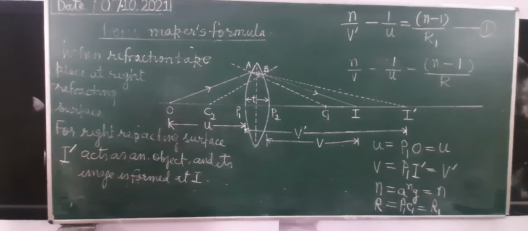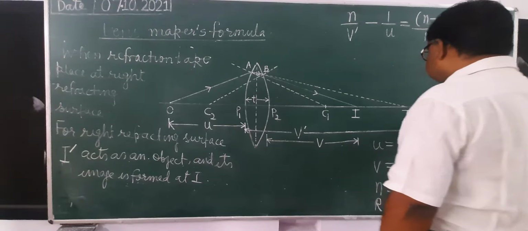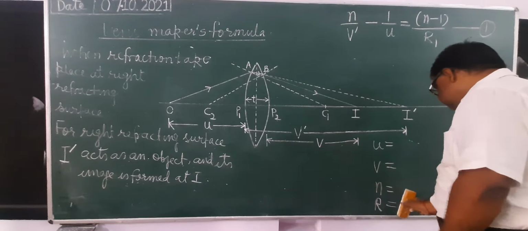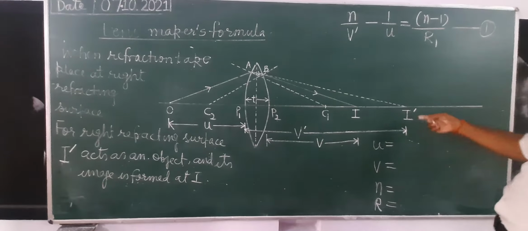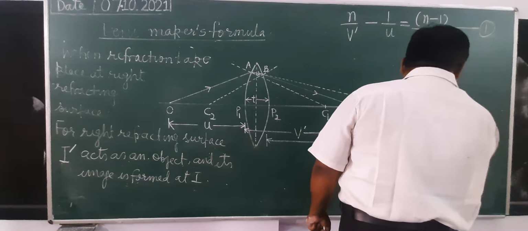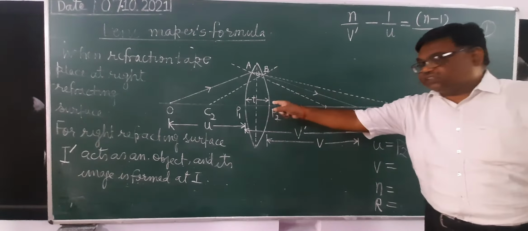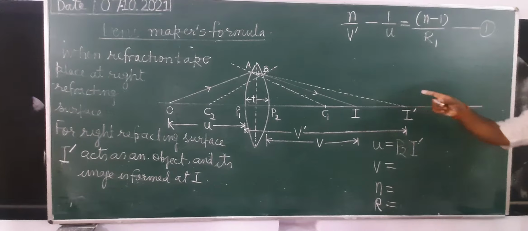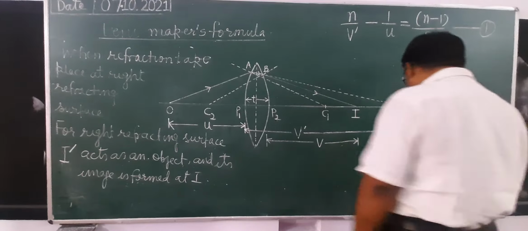Now see here, once again from the same, what will be UV? Now what will be U here? So U will be equal to P2 I dash, and P2 I dash will be equal to how much? It will be B dash minus T. You can see here, P2 I dash will be equal to this distance minus T. So B dash minus T.